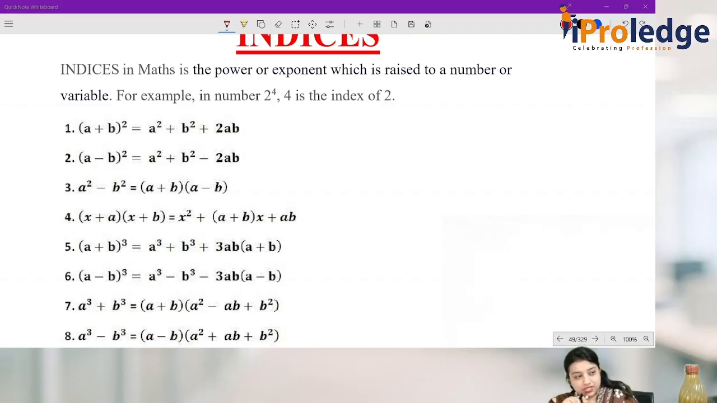Tell me what is a plus b whole square? What is a minus b whole square? Minus 2ab. What is a plus b into a minus b?